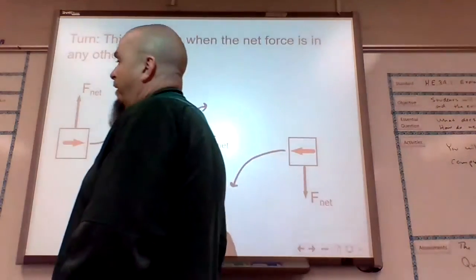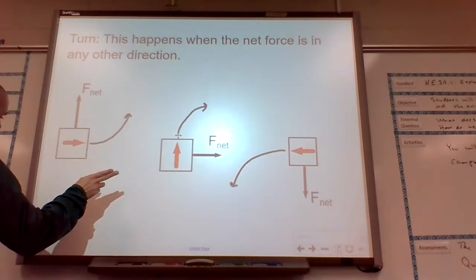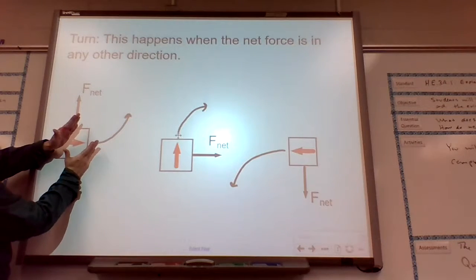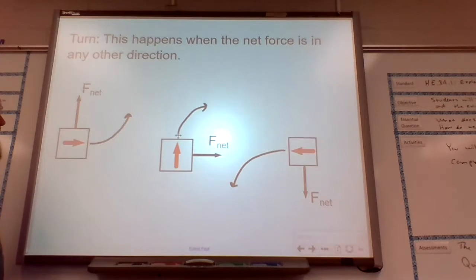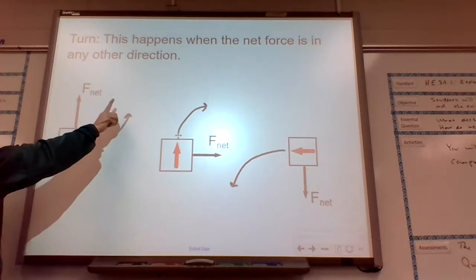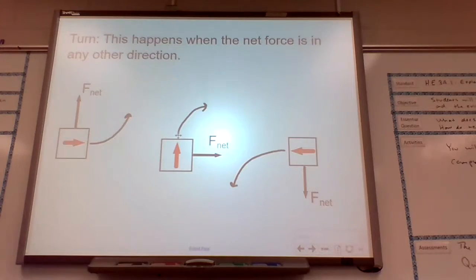This one over here could be a car that is traveling to the right. When you turn the steering wheel, it turns the tires in the car, and that generates a net force towards the center wherever you're turning. So if we turn the tires this way, it would apply a force in that direction, causing the car to turn in that direction.